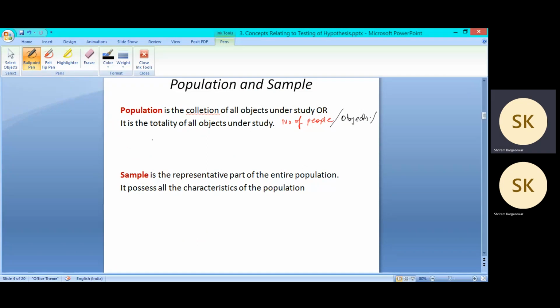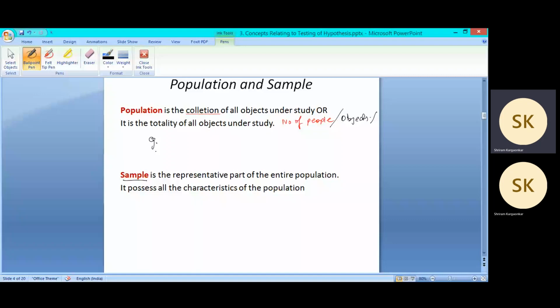For example, my study is based on the average mileage given by electric vehicles, EV cars. All the electric four wheelers will come under that. If I'm talking about Pune, then all the electric four-wheelers in Pune city will be my population, and I will take a few as a sample. That is our next definition. Sample is the representative part of the population. It possesses all the characteristics of the population.